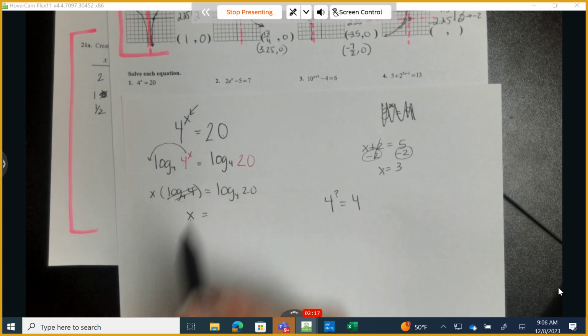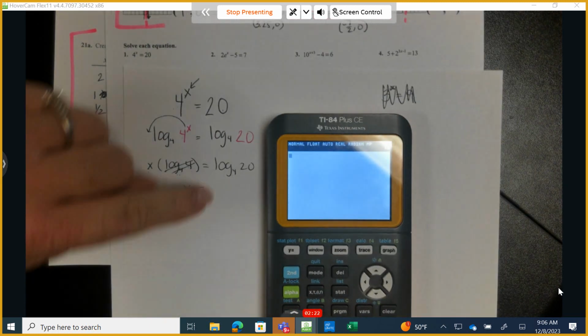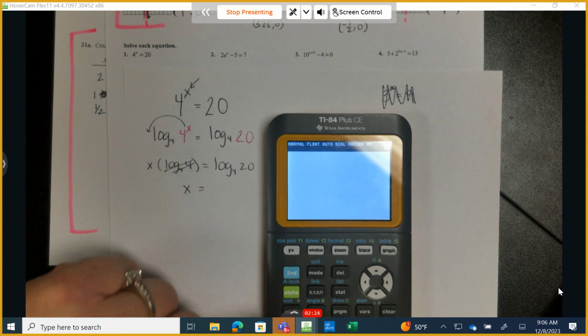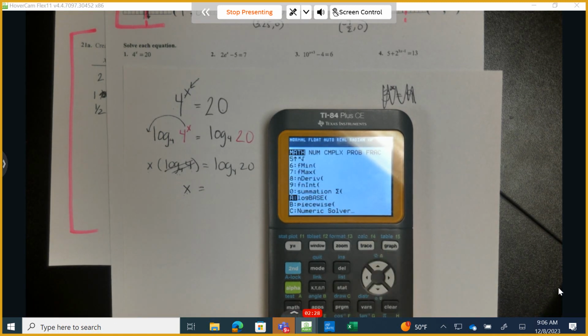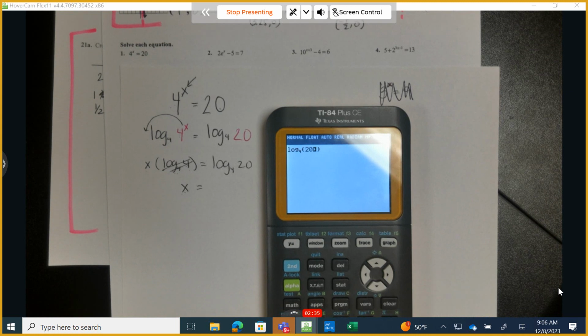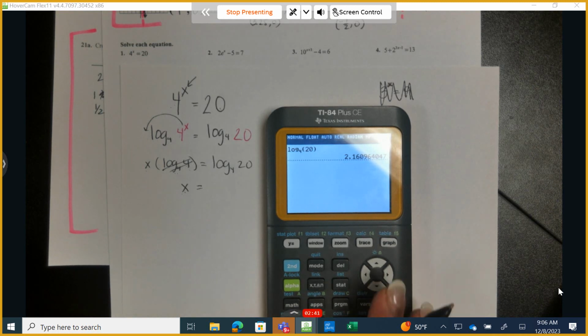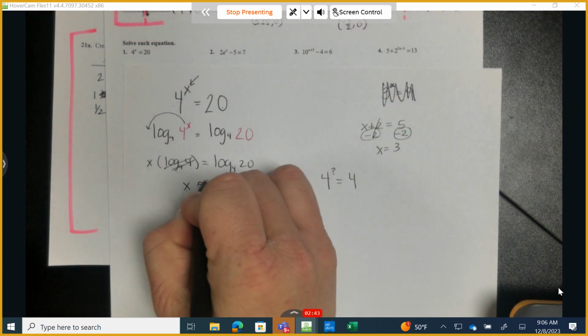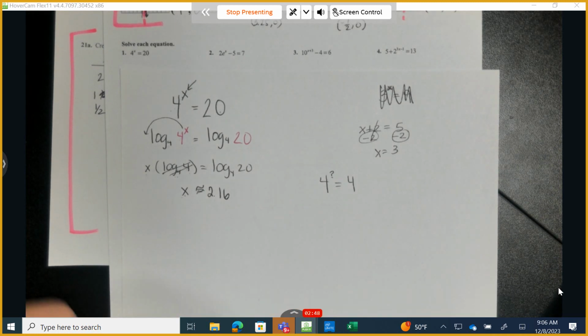And now this goes back to, this is the reason why we have to use a calculator in order to evaluate this. To get to this piece, you're going to hit the math button and you're going to hit the arrow up 3 times on the newer calculators until we're able to change the base. I'm pressing enter. My base is 4 and the value behind it is 20. And let's go ahead here and let's round to the nearest hundredth. So x is approximately 2.16. X is approximately 2.16.